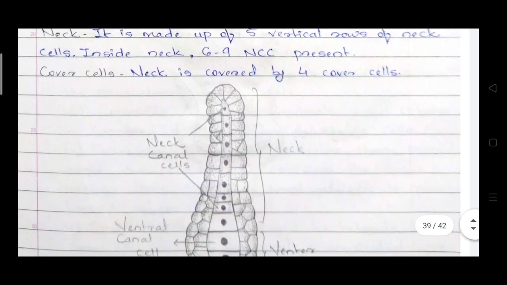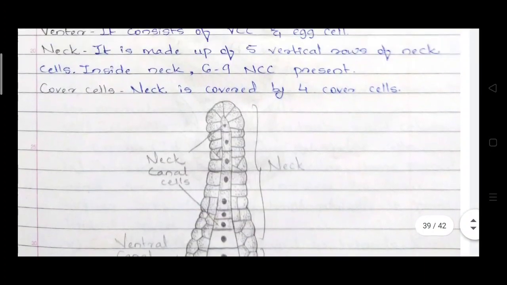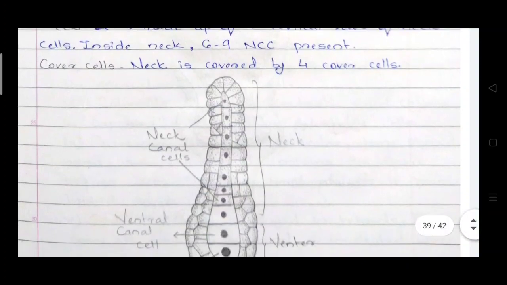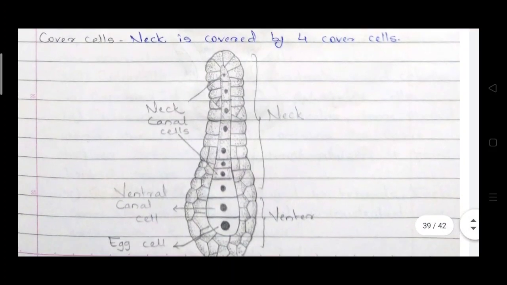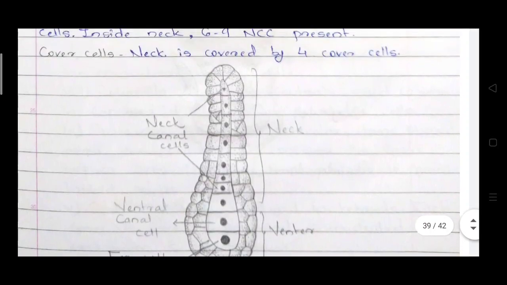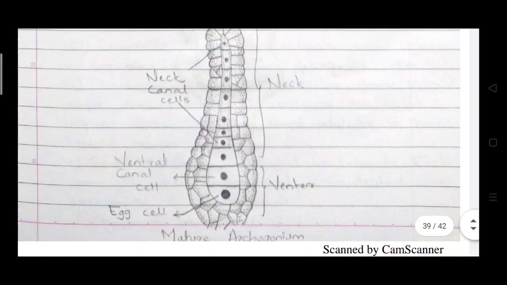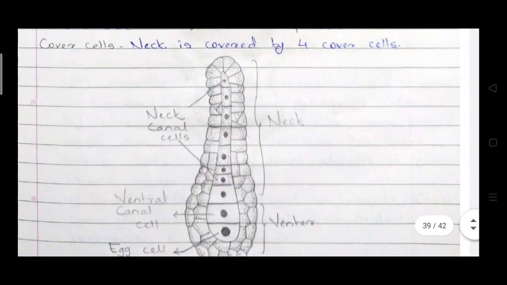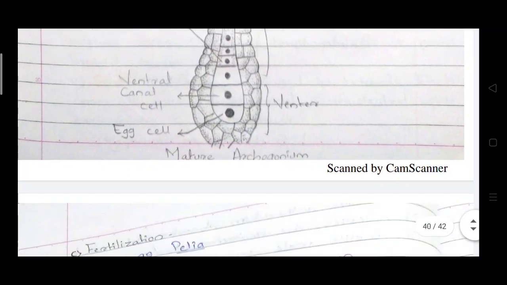The venter contains the venter canal cell and the egg cell. The neck is made of 6 to 9 vertical rows of neck cells, with about 6 to 9 neck canal cells. At the apex of the neck there are 4 cover cells. So this is the structure of the Archegonium. At the base there is the venter, in which the egg cell and venter canal cell are present, and the upper part is the neck, which contains 6 to 9 neck canal cells.